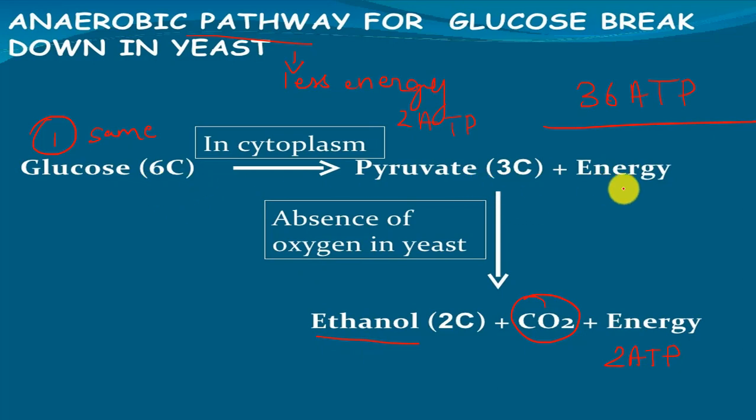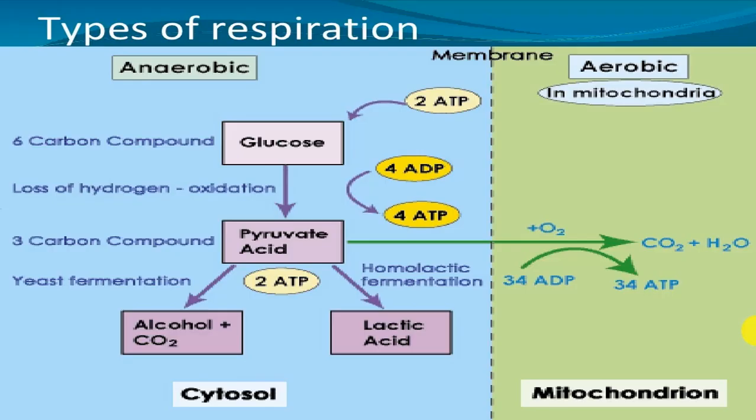So glucose is broken down into pyruvate and gives energy. Pyruvate is further broken down into ethanol, which is a kind of alcohol, right? Ethanol plus carbon dioxide plus energy is formed. Okay, very important. This is a summary of all the reactions. That is the same first step. Glucose is broken down into pyruvate, and pyruvate is further broken down into ethanol in yeast and lactic acid in muscle when there is anaerobic respiration, and when there is aerobic respiration, it is broken down into carbon dioxide and water.